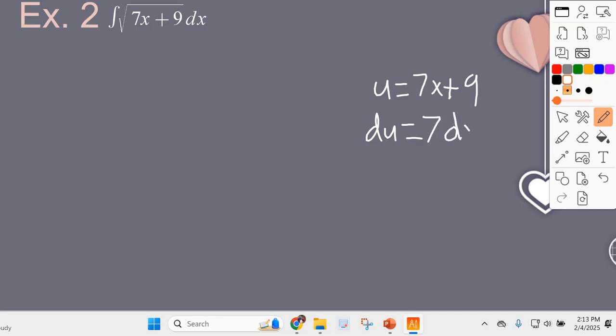7 dx. Do I have x in my original problem? Yes. Do I have a 7 in my original problem? No. What do we do? We can divide this by 7. The du equals 7 dx.